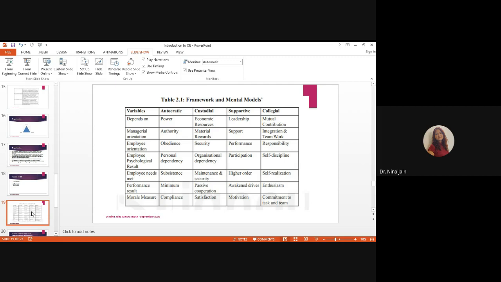The management works as a coach that builds a better team, and the psychological result of the model for the employee is self discipline. When an employee feels that he or she is responsible, discipline automatically comes in and they perform. For example, a football team where each player has to play in coordination in order to perform better than the opponents. So they themselves try to improve or discipline themselves. This brings in a commitment to task and team. So these four models are important, and this is an important question for the exam also.